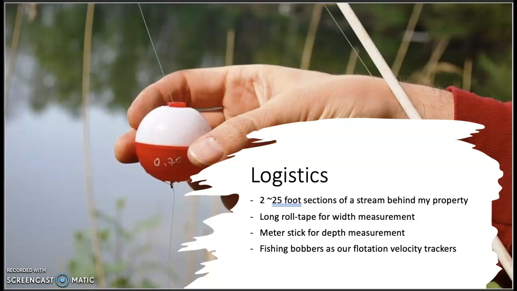I have a long roll-up tape measure for width measurement from bank to bank of the stream, and then I have a meter stick, which I'll use for depth measurement. And then I'm going to be using fishing bobbers, like the one pictured here, as my flotation device to track the velocity, mixed with time, and figure out the velocity of the fishing bobber in order to put that towards the discharge results and equations we need to finish the lab.